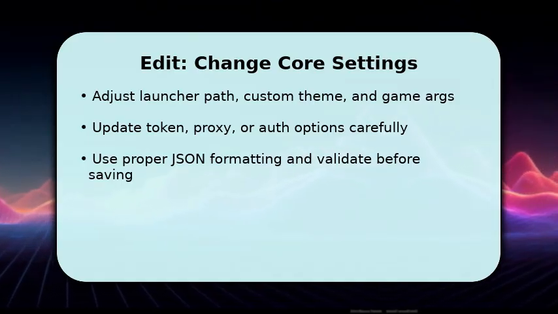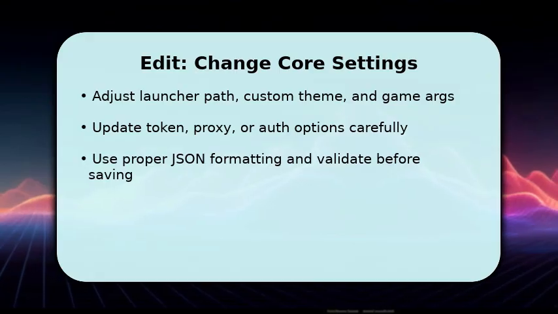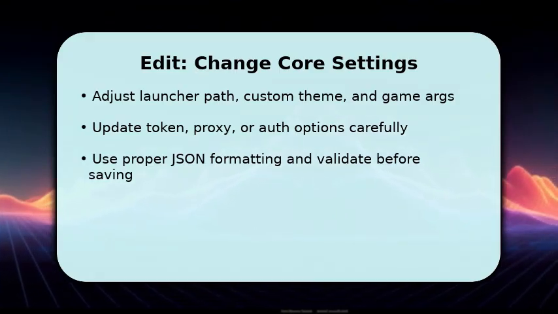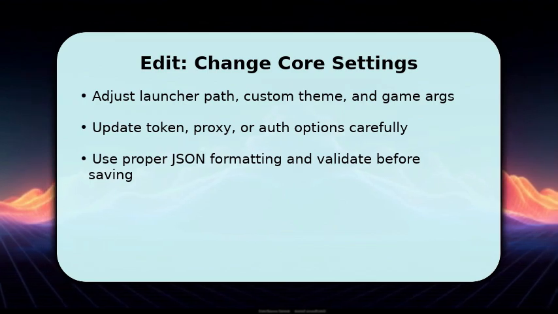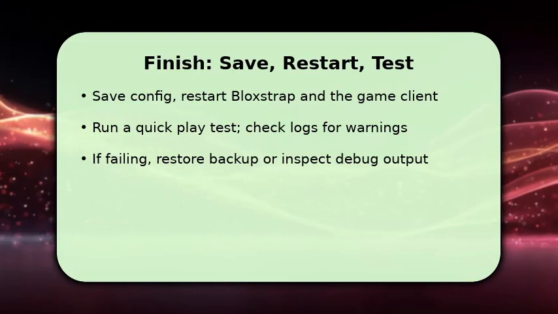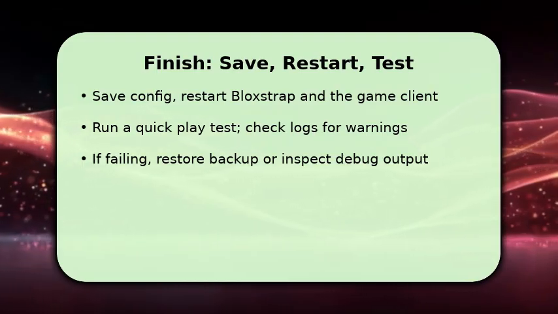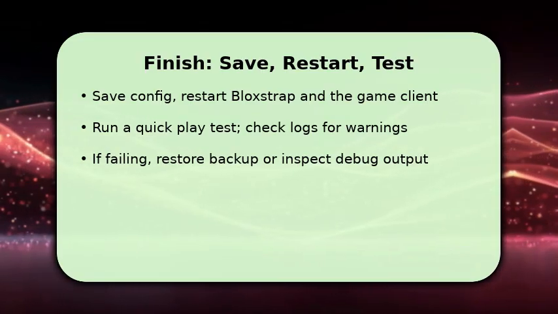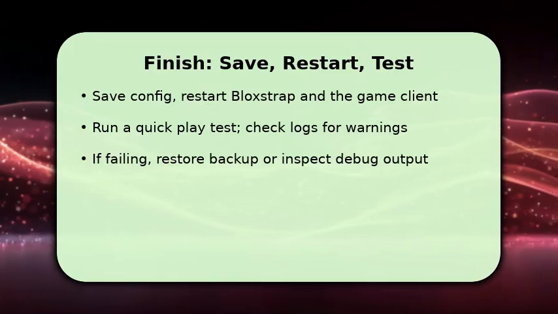After making edits, validate the file with the app's validator or an online linter, so the launcher will parse settings without errors. You finish by saving your updated config and fully restarting both Bloxstrap and the Roblox client so changes apply. Then run a quick play test and monitor the logs for any warnings or failed modules. That tells you if settings loaded correctly.